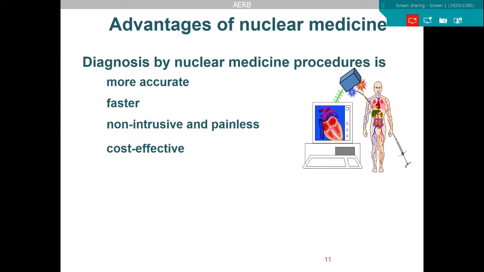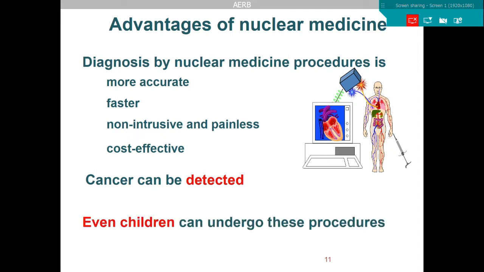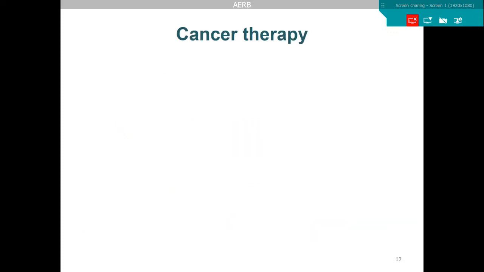Anybody who knows about healthcare will agree that proper diagnosis is half the task. If the diagnosis is not done well, the patient is going to continue to suffer. If diagnosis is perfect, the patient has a chance of getting cured. So all these advantages are offered by nuclear medicine. Cancer can be detected through nuclear medicine. Even children can undergo these procedures because the dose they will get will be insignificant. So these are the many advantages of nuclear medicine.